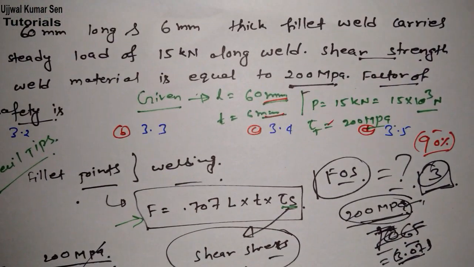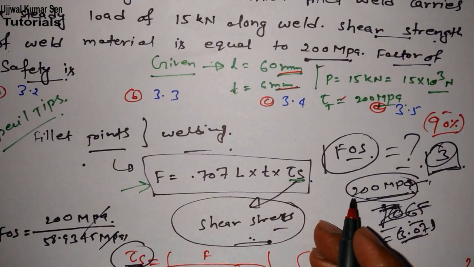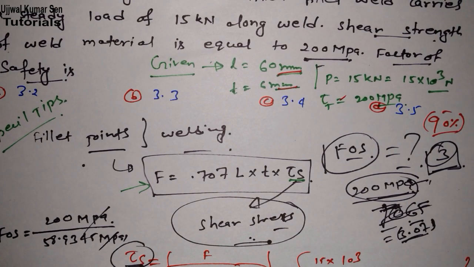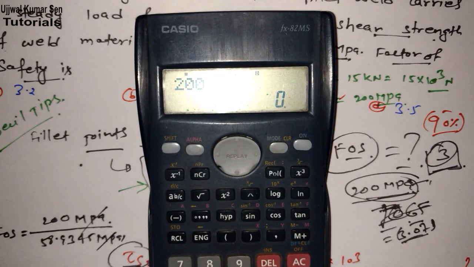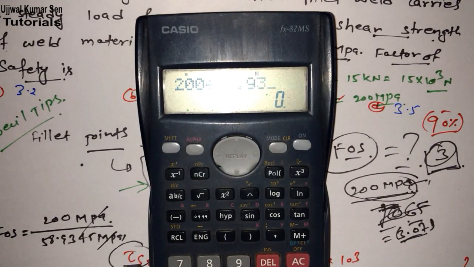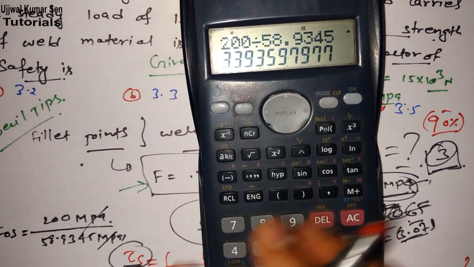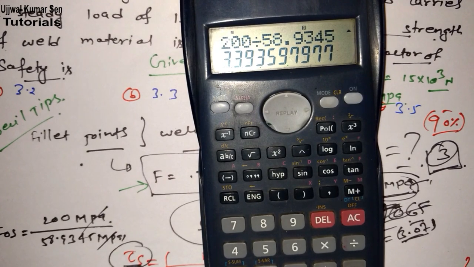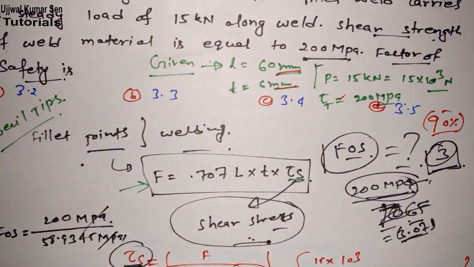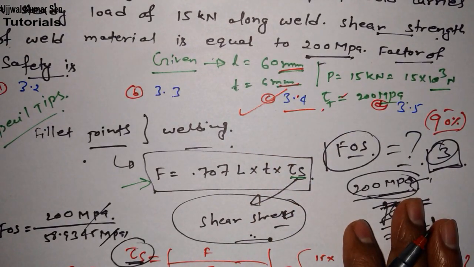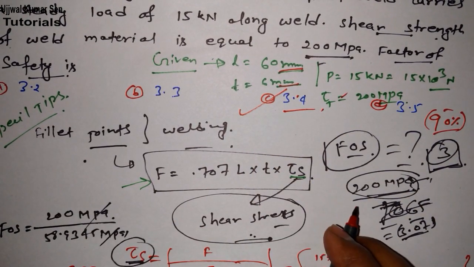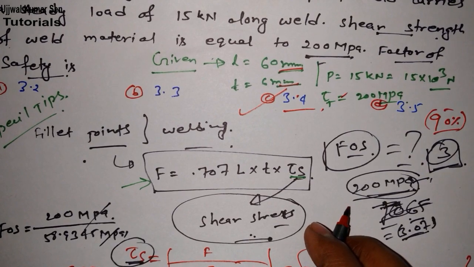So we have to look at the options given. Let's revise again: 200 divided by 58.9345. I have taken the options myself. It's 3.39, which means 3.4. So option C is the right option, as we have calculated using the calculator.